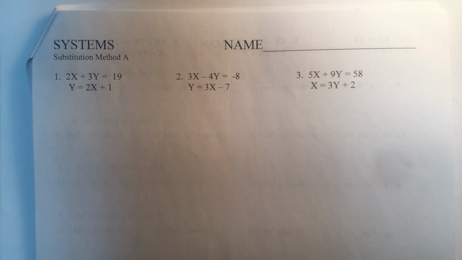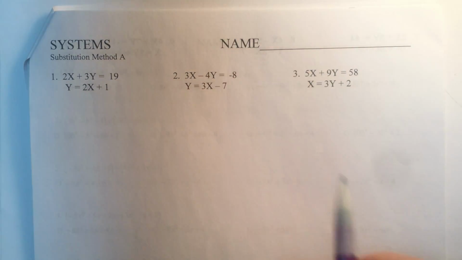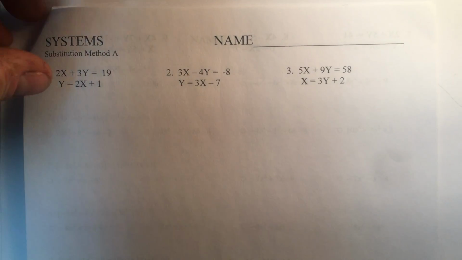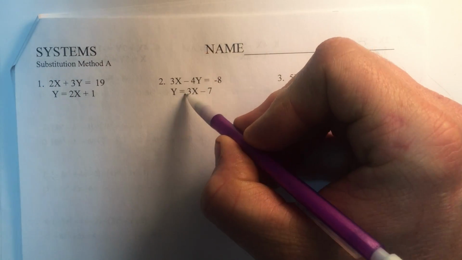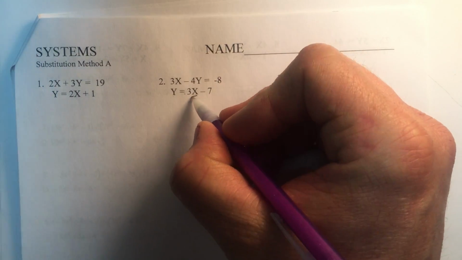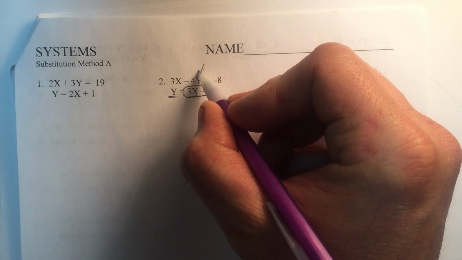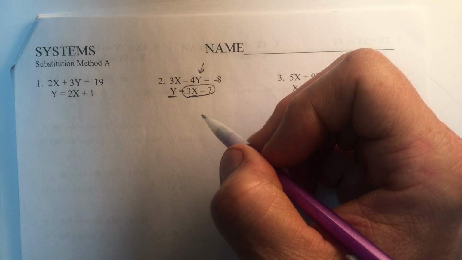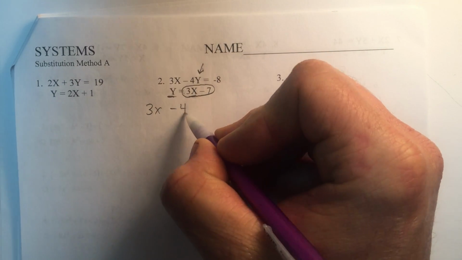So that's what you're doing here. Now we go over here to systems. We got systems of equations, and we're going to do substitution method. Now, these are all set up beautifully because we got y equals this down here. So what I'm going to do is substitute this right here for y in this other equation right there. Which means I'm going to have 3x minus 4.